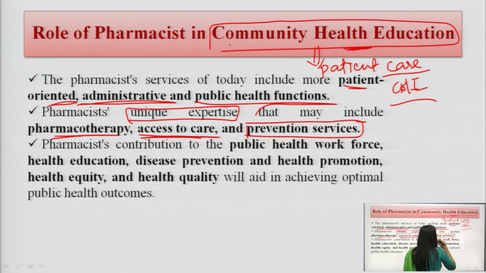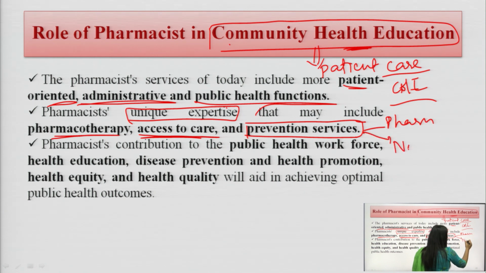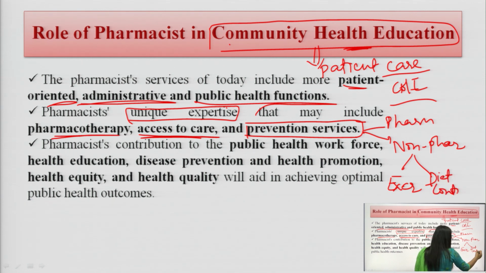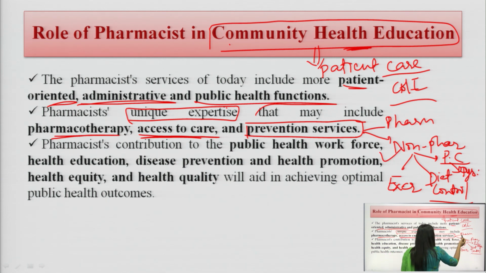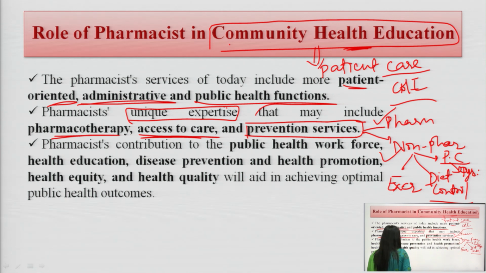Prevention services means if any disease is to be treated, there are different measures. It could be pharmacological measures, it could be non-pharmacological measures. So, for non-pharmacological measures, what could be the option? Of course, there could be exercise, there could be diet control. So, patient counseling for any disease, we call psychiatric problems. These points are covered for the non-pharmacological measures, whereas there are pharmacological measures as well. So, in the prevention services, a pharmacist can give all these types of services.